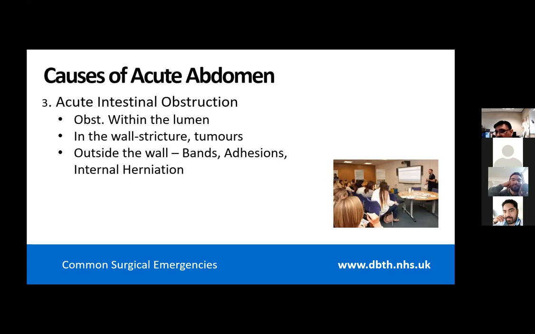Then in the wall, again, the strictures and the tumors can cause intestinal obstruction, and these are all the mechanical obstruction causes. From outside the wall, there are the bands, adhesions, and internal herniation, or even a strangulated femoral hernia, or strangulated inguinal hernia, or sometimes the knuckle of the bowel can be strangulated in an umbilical hernia as well, which can cause the mechanical obstruction. So again, good history, good examination, supported by appropriate investigation, we can reach the diagnosis.